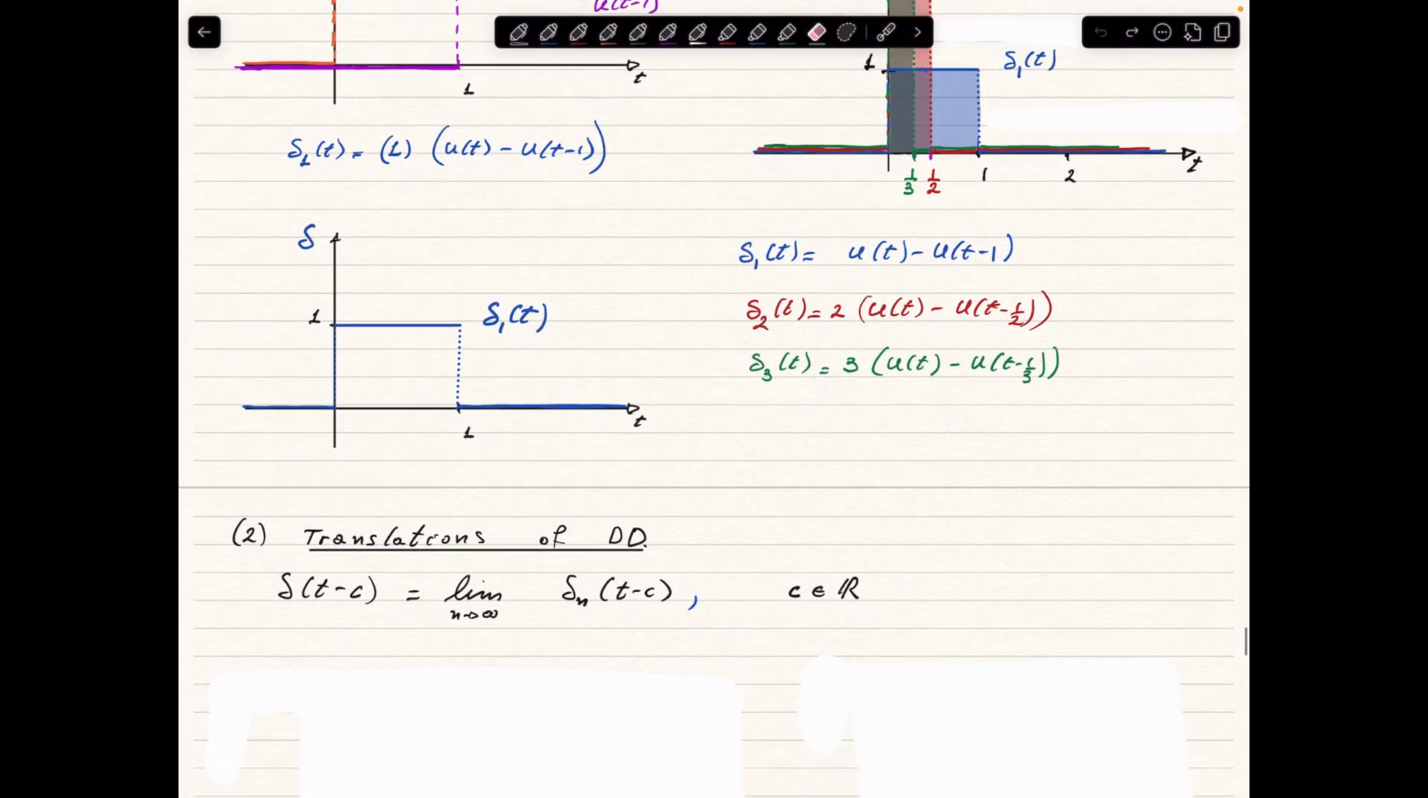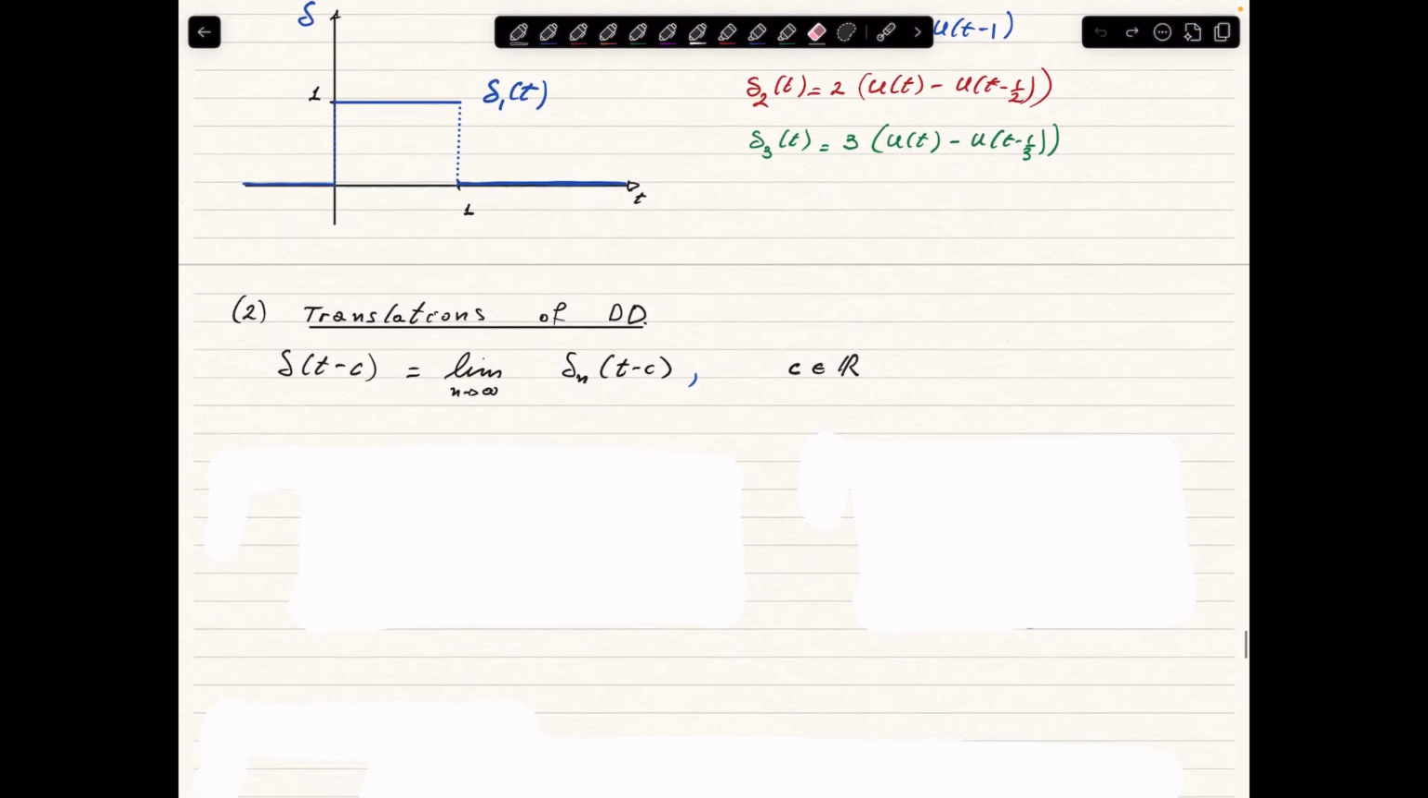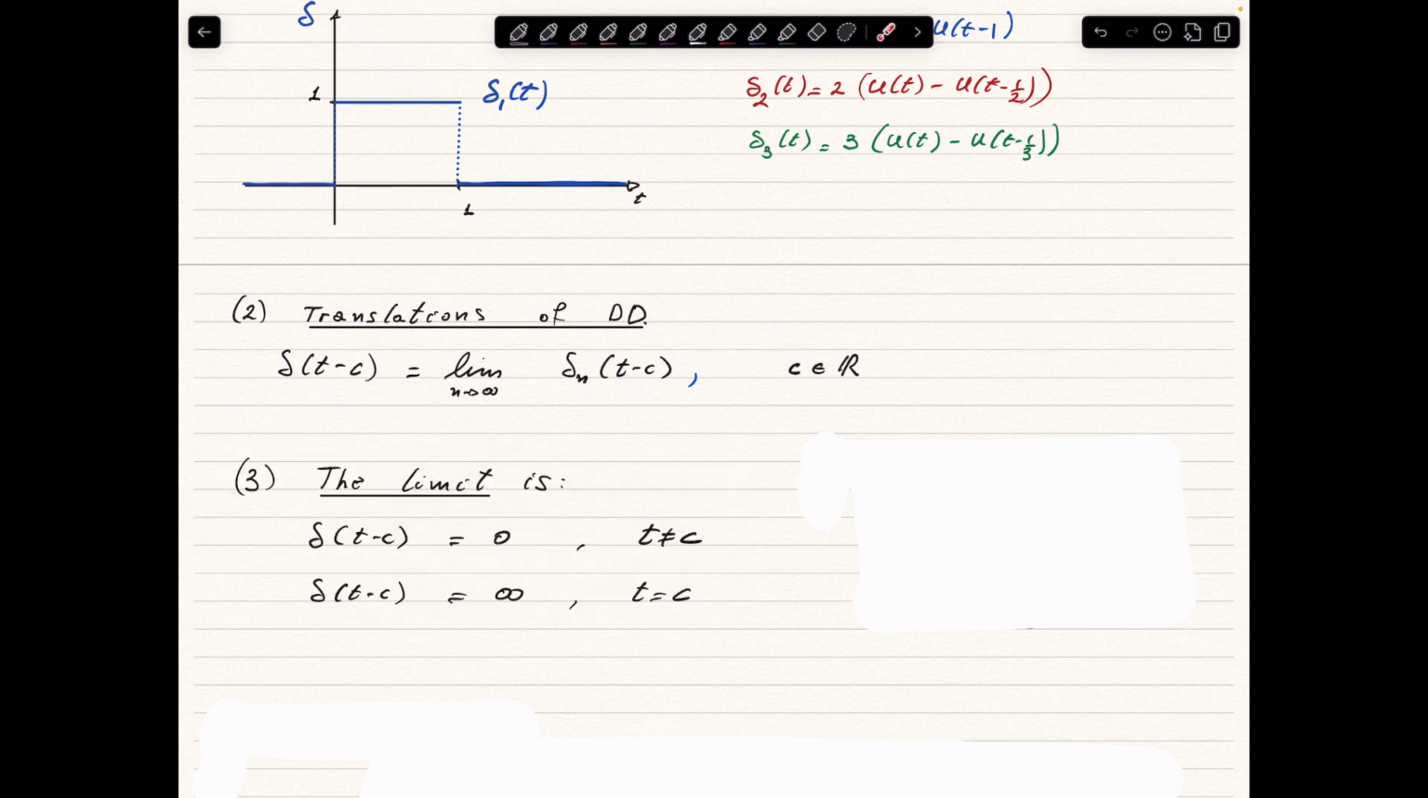These translations of the Dirac Delta have the same properties as the original Dirac Delta. For example, the Dirac Delta translated by c is identically 0 for t different from c, and the Dirac Delta translated by c is infinity when t is equal to c, so the graph looks more or less like this. These are the main two properties of the impulsive forces, but there is a third property that is related to the transfer of momentum to the system being finite.